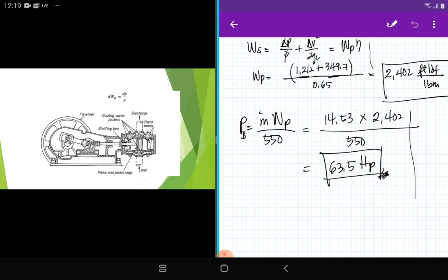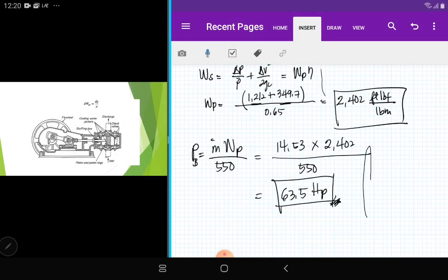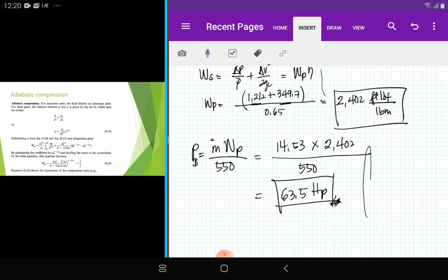So there are a number of conditions to be considered in compressors. Number one, if we have an adiabatic compression. For an adiabatic compression, for uncooled units, the fluid follows an isentropic path. For ideal gases, the relation between pressure and density will be given by this particular equation.